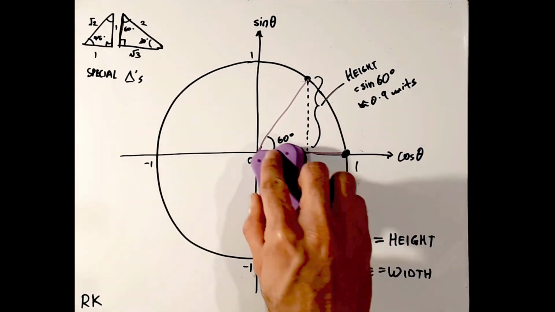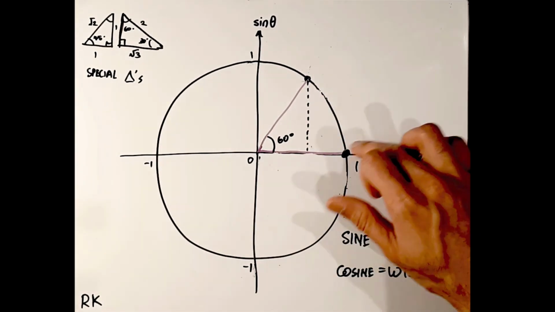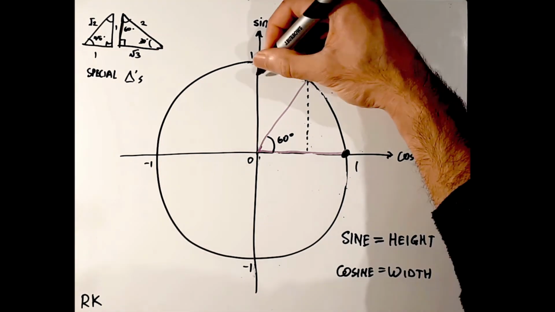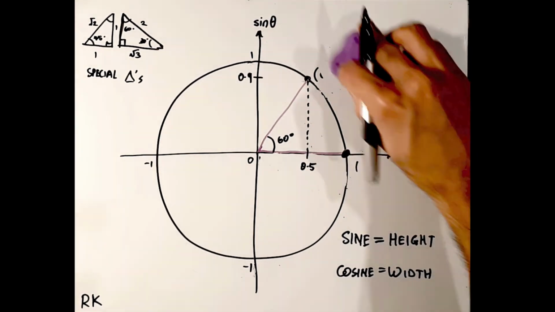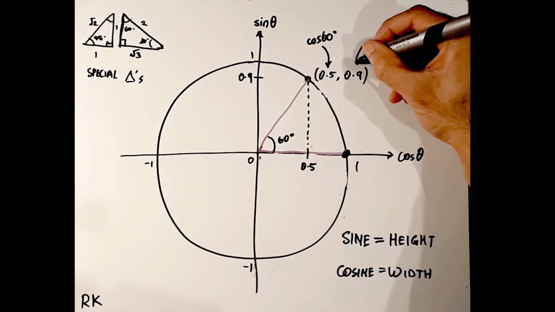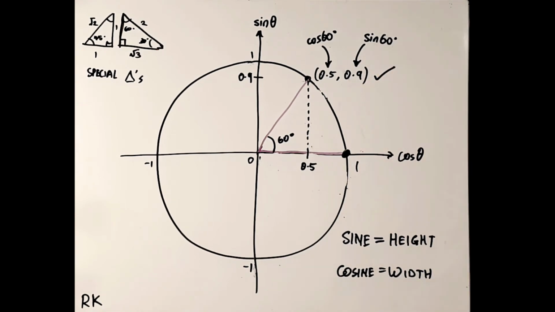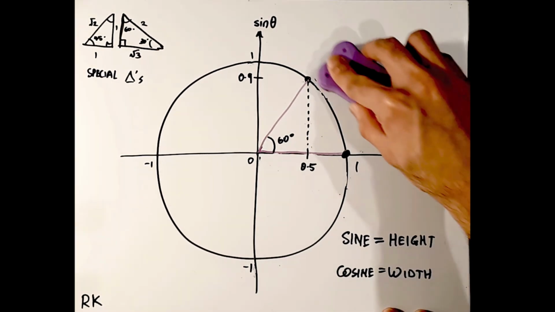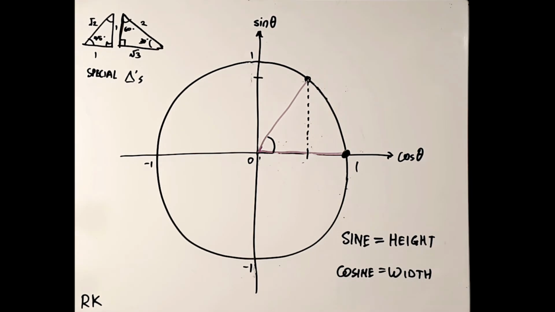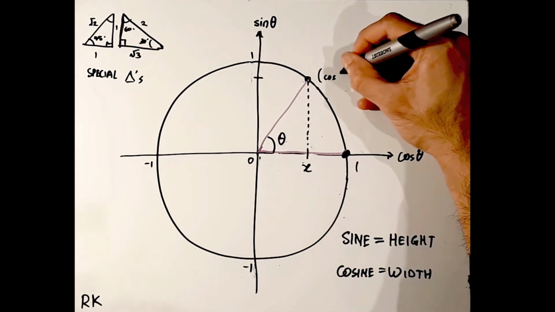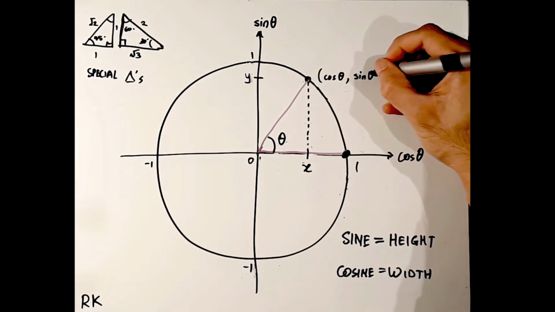So now we can see the ball is about 0.9 units up high and half a unit across from the origin, giving us the coordinates 0.5, 0.9. And that's it. Problem solved. So in summary, when you have a point on a circle and its angle, theta, you can figure out its x-coordinate using cos theta and the y-coordinate using sine theta.